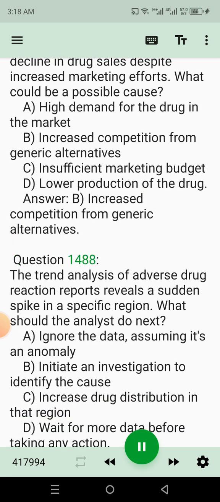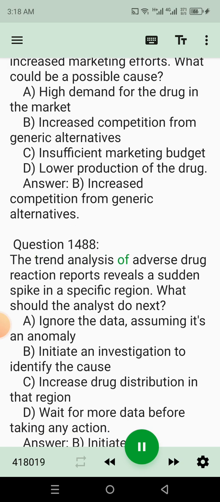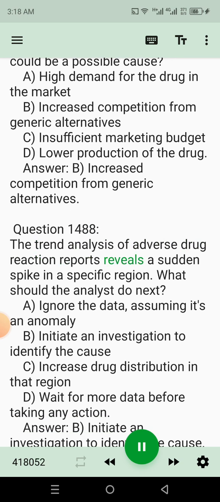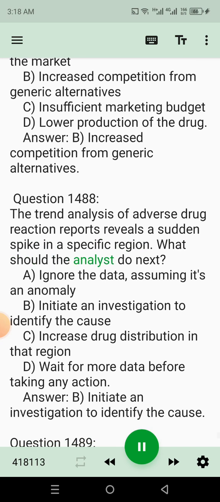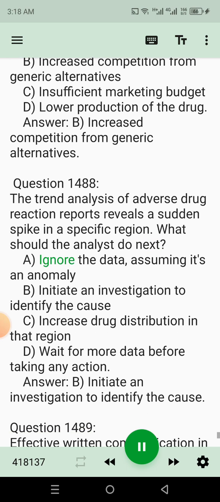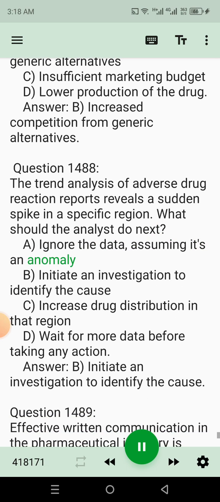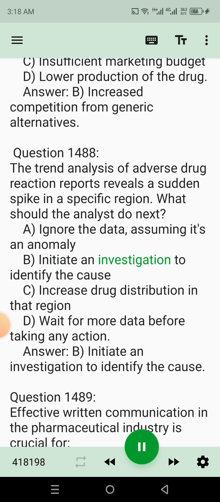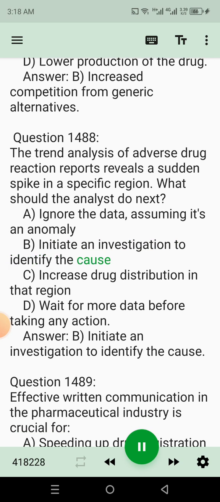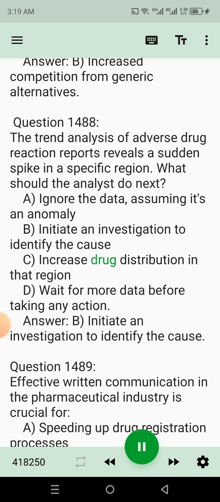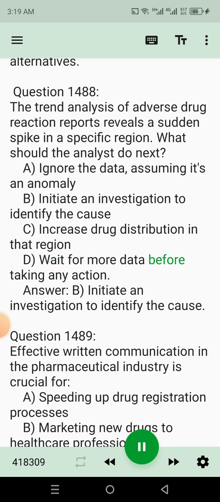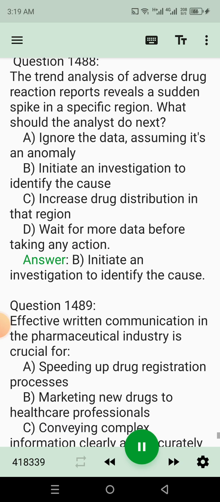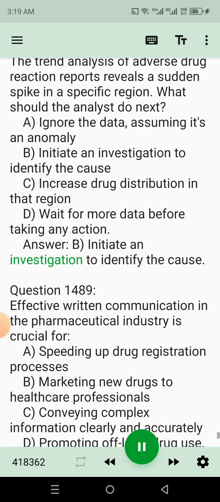Question 1488. The trend analysis of adverse drug reaction reports reveals a sudden spike in a specific region. What should the analyst do next? A. Ignore the data, assuming it's an anomaly. B. Initiate an investigation to identify the cause. C. Increase drug distribution in that region. D. Wait for more data before taking any action. Answer. B. Initiate an investigation to identify the cause.